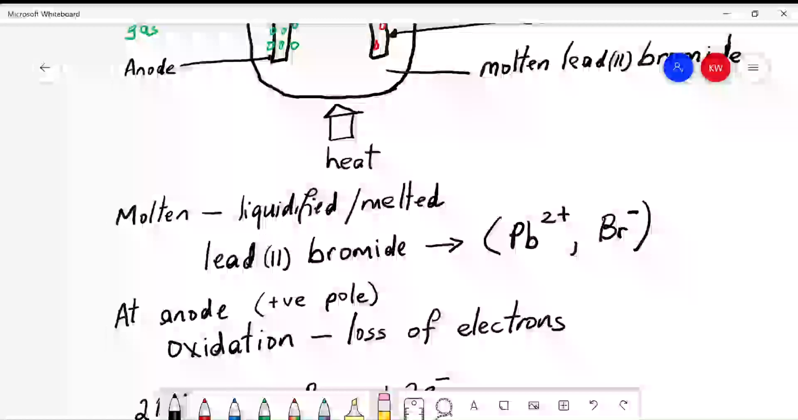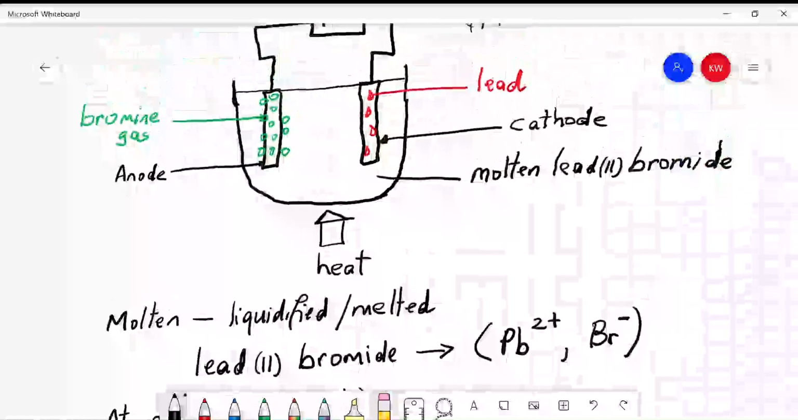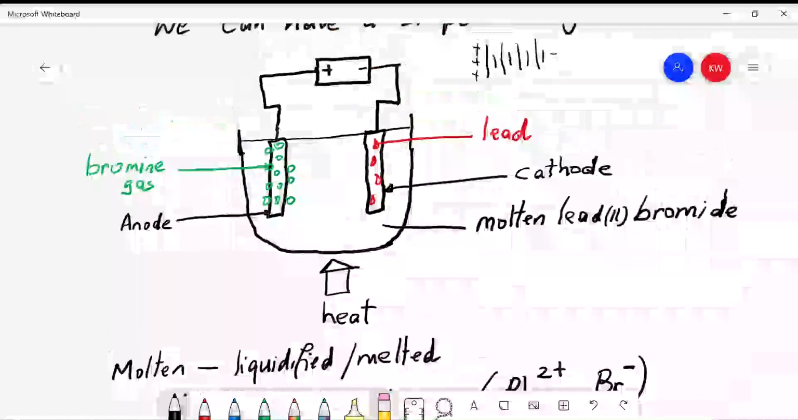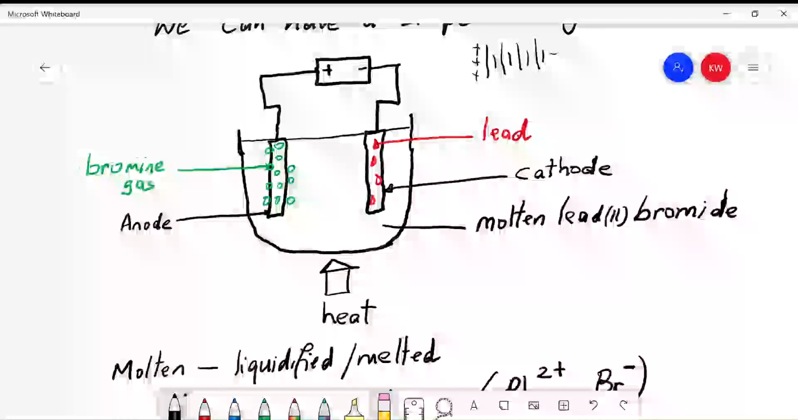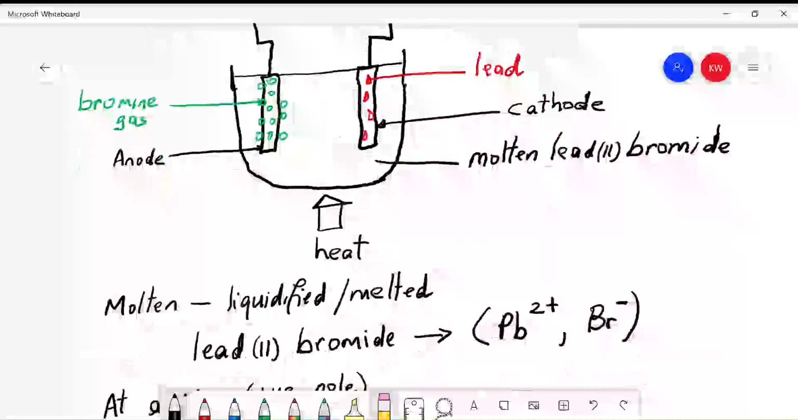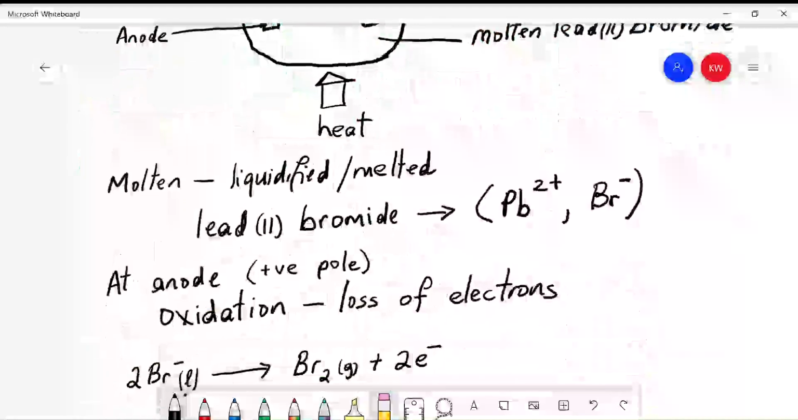At the anode. The anode is the positive pole here for this cell. It's not the same for a galvanic cell. It's actually the opposite. So in an electrolytic cell, the positive portion is the anode. And we know at the anode, we always have oxidation taking place. That's the loss of electrons.